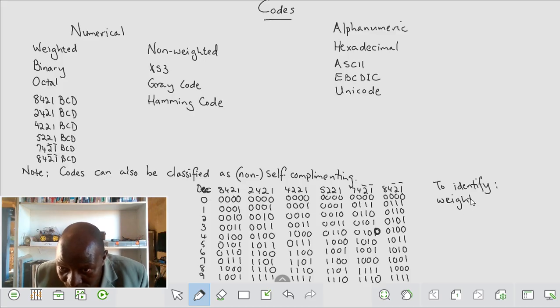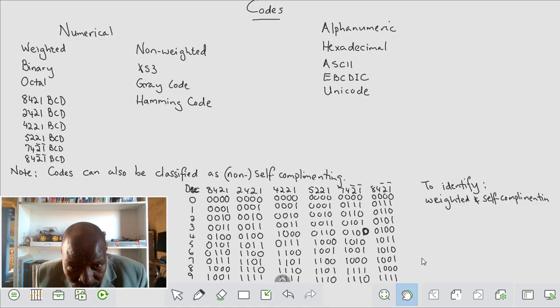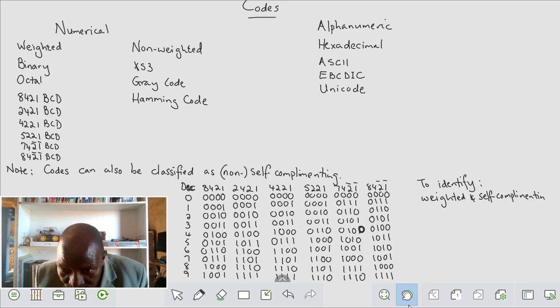That is both weighted and self-complementing. How do you identify that code? Both weighted and self-complementing. Alright, I need to remove a little bit. Self-complementing. It's simple.